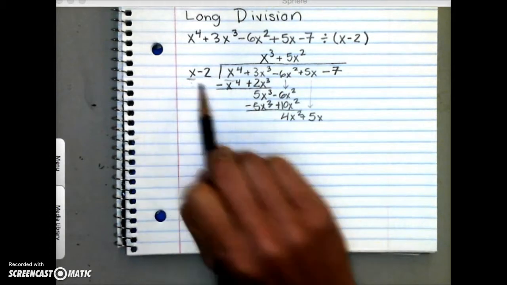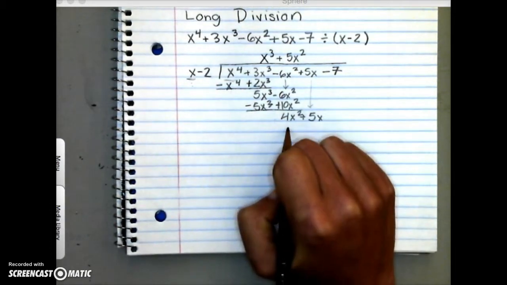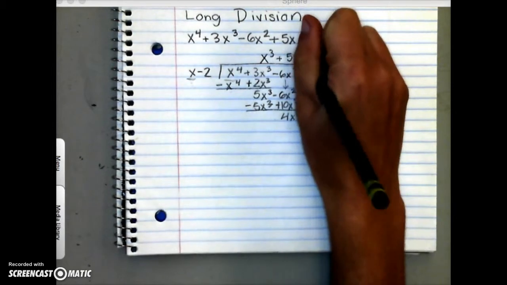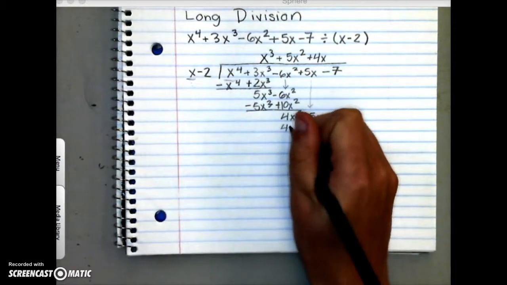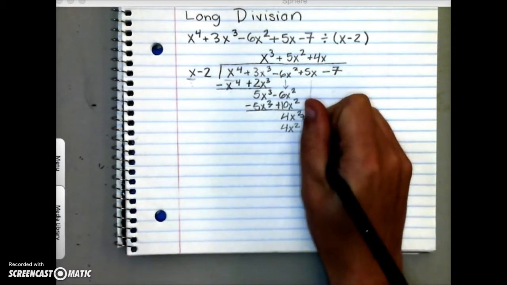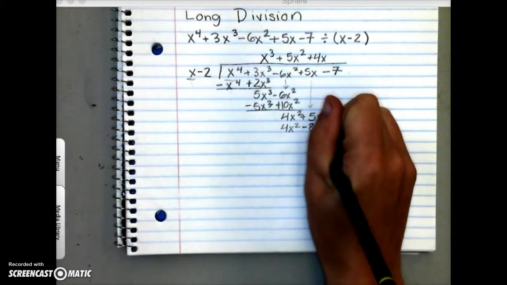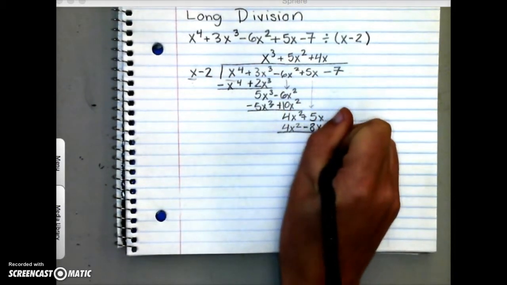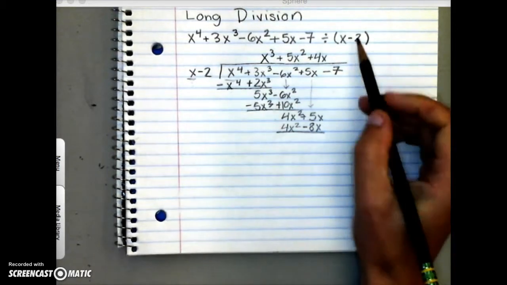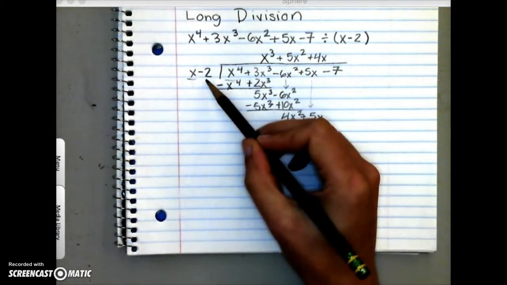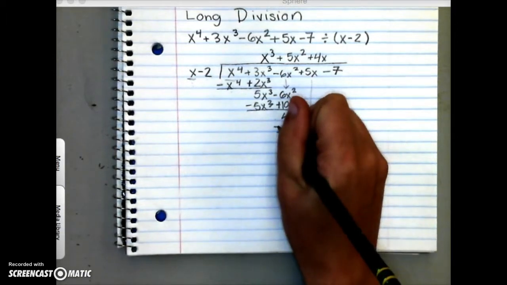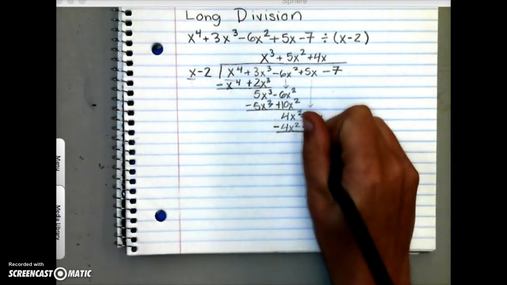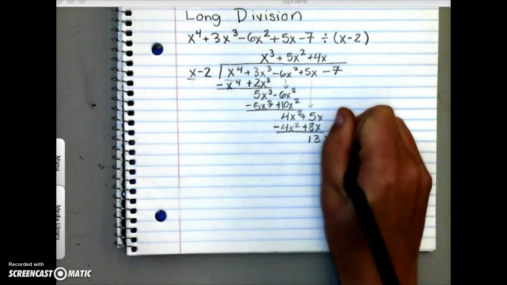How many times does x go into 4x squared? Plus 4x. So 4x squared minus 8x. Where'd you get the minus? 4x times negative 2. That's where I get the negative 8x. And then we go through and subtract again. Change this sign, change this sign. 13x minus 7.